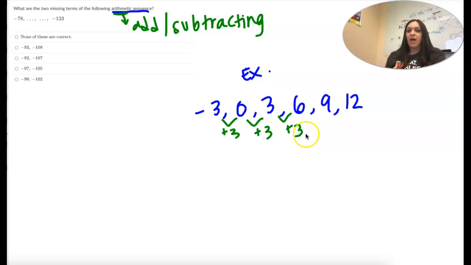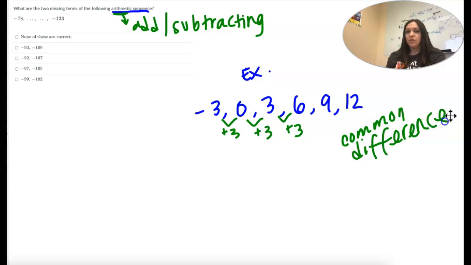And this number that we're adding is called the common difference. And in equations, which you might see in your notes, it is called D. So for this example, D equals 3.